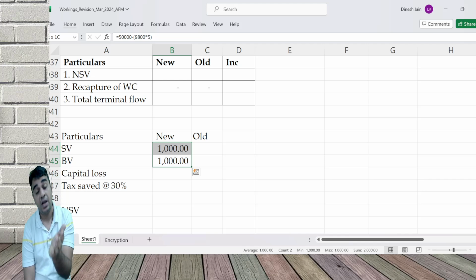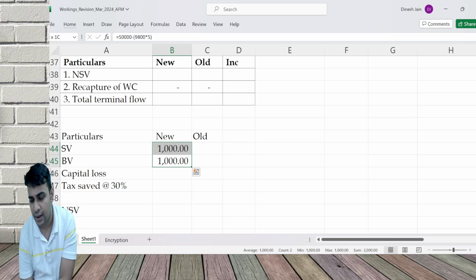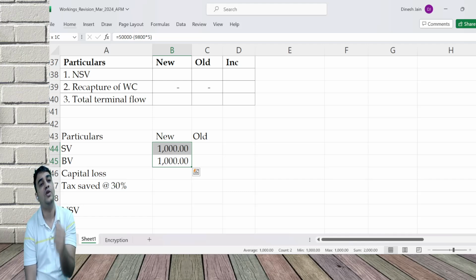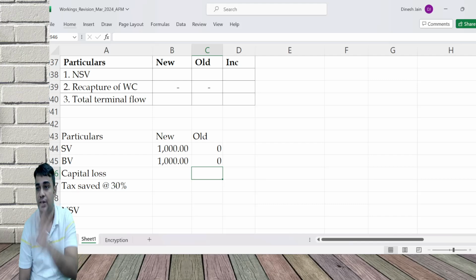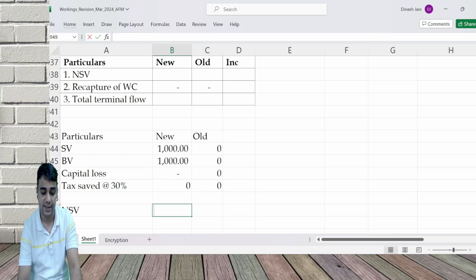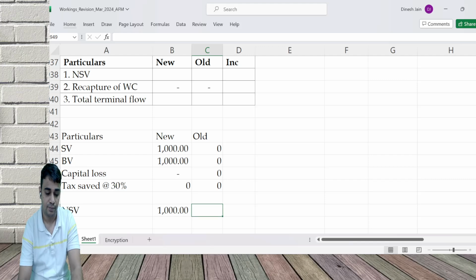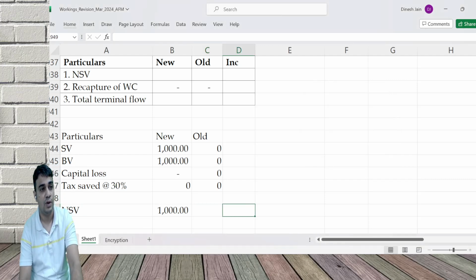Now wait. Assuming you had continued with the old machine. See, old is always assuming you had continued. At what value will you sell the old machine after another 5 years? Nothing is given, so it is 0. Book value is also 0. Why is book value 0? Because it is fully depreciated. So my capital loss is 0. Tax payment is 0. NSV is equal to sale value.